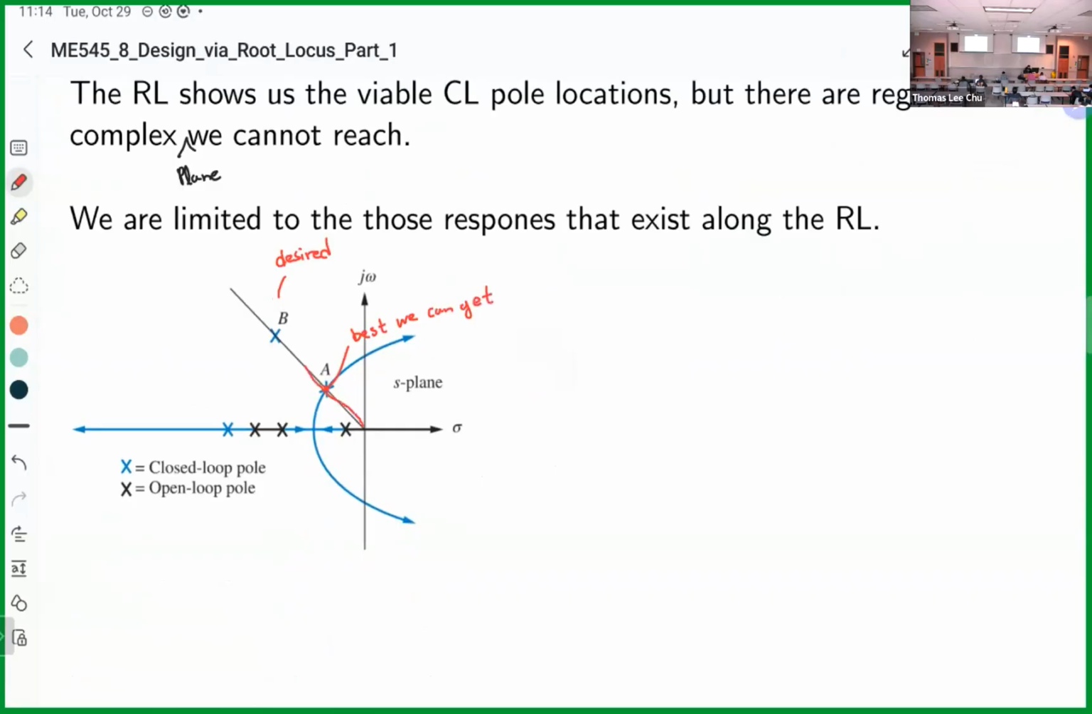One other thing to note about this pole-zero map, this line here is where damping ratio is constant. Just a nice little property. So we can get A to have the same damping ratio as B, but we won't have the same natural frequency or the same decay component.